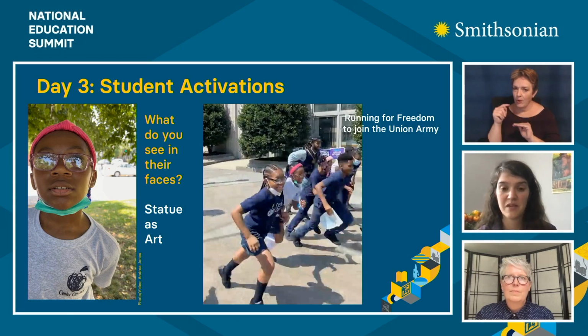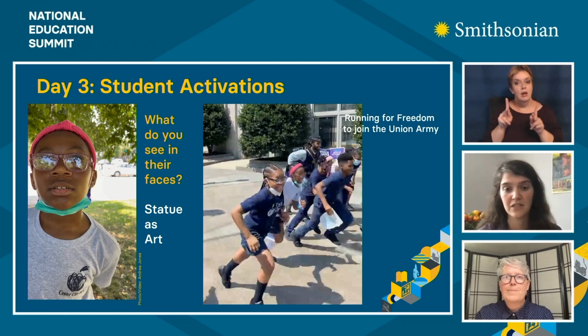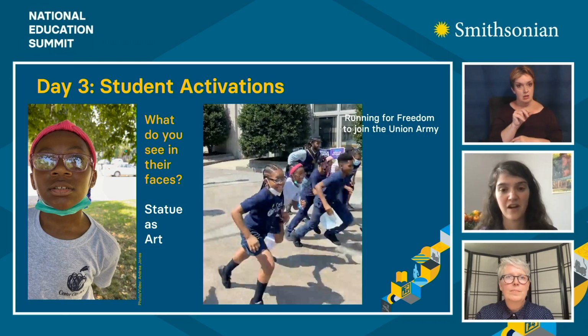And then there was this layer of, with some probing, they could articulate that they saw that people who were a part of the U.S. colored troops were part of this whole movement running away from enslavement towards a country where slavery was not allowed and we valued freedom. So they had those different layers on it.